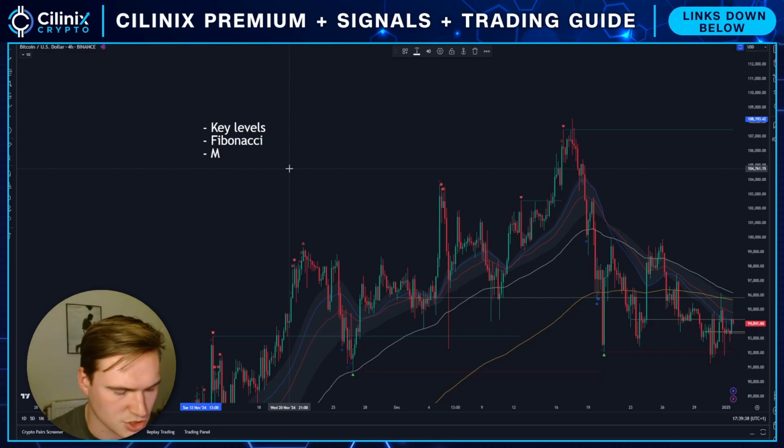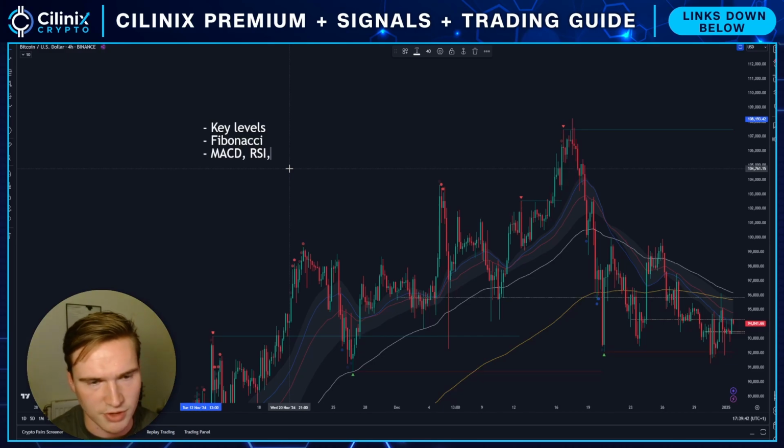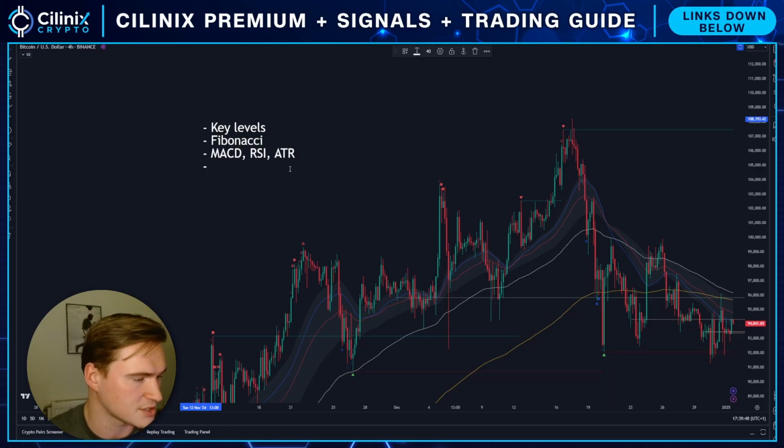Basic indicators, so MACD. RSI, I think, is the best one, so do that. RSI, but also ATR, for example, which can help with setting your stop losses. Learn about those basic indicators.